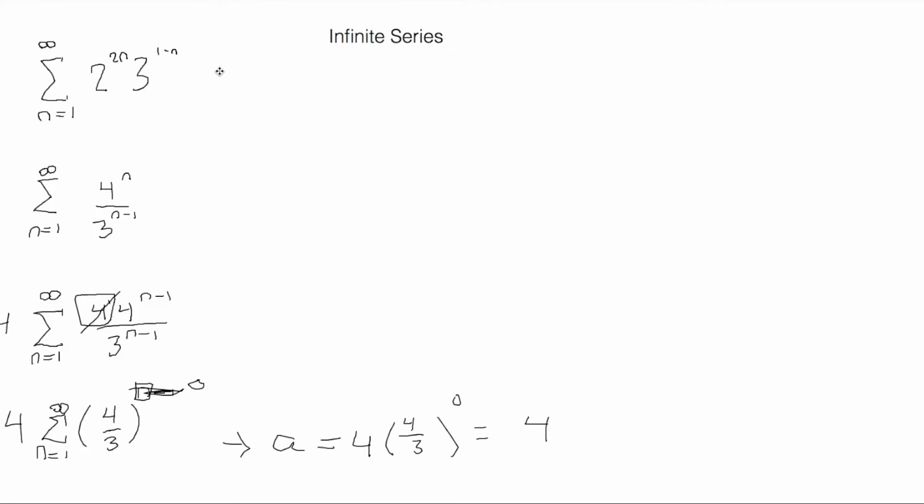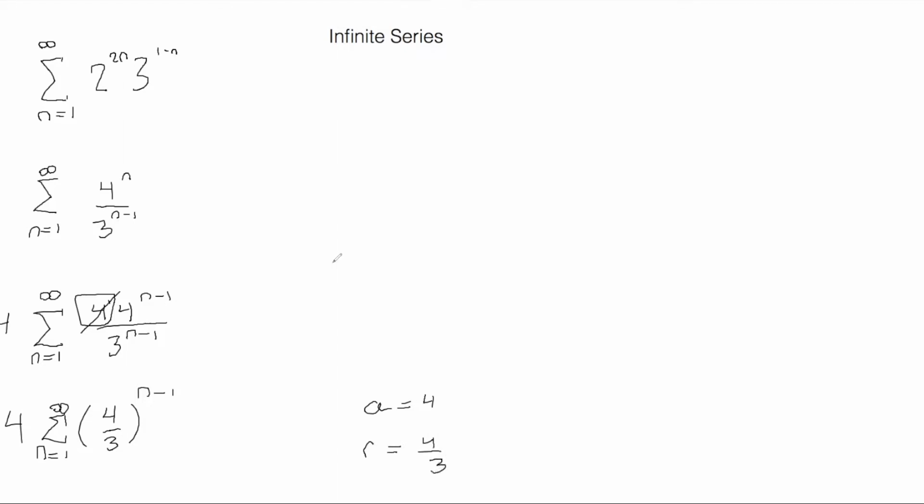Now let's see if we can identify R. R is going to be the thing that we raise to the exponent power. So in this case, we can see that R is going to be 4 over 3. That is our common difference. 4/3 is R.